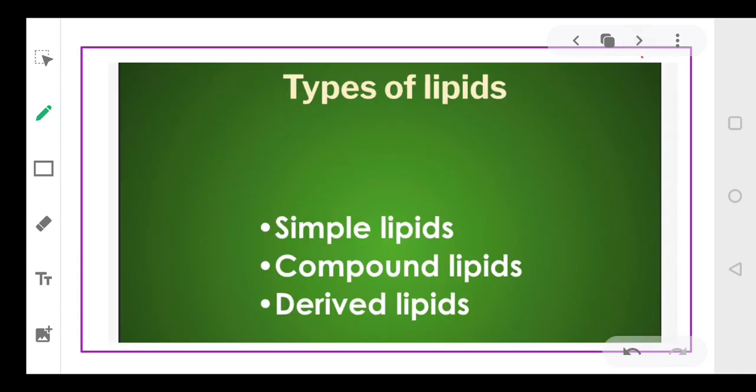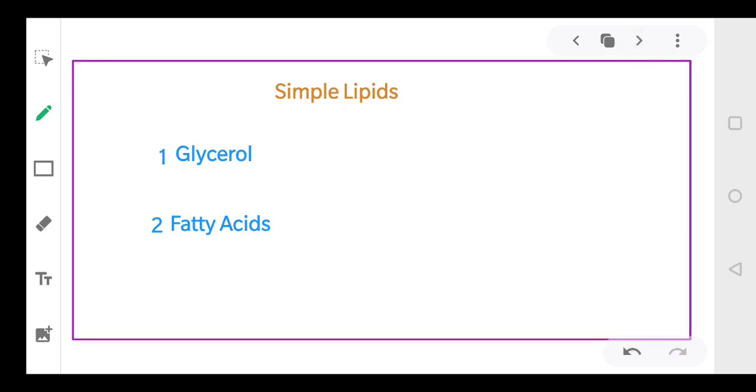Now lipids can be categorized into three types: simple lipids, compound lipids and derived lipids. So there are three categories of lipids: simple, compound and derived. Now let's study each one of them separately. First of all, let's take up the simple lipids.